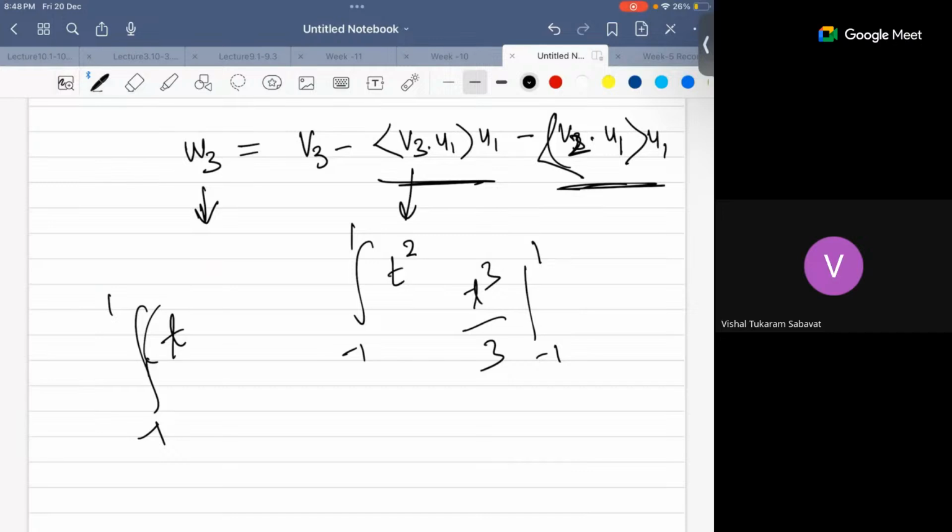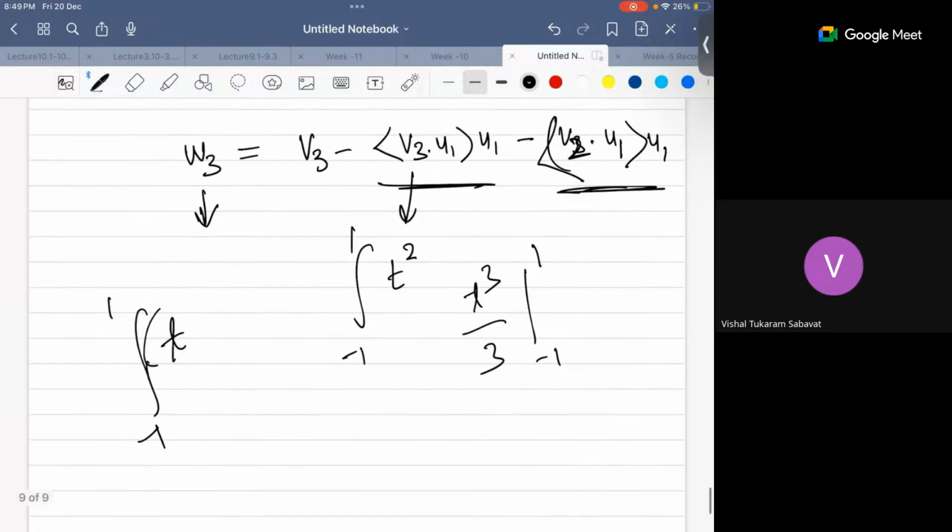Sir, in the final answer, we'll get three terms if we have to do the Gram-Schmidt orthonormalization. For the final W3, you can have V3 minus the V2 term, and this will be zero because V2 you have already made orthogonal. In general, I'm just saying, whatever the final answer we get, if we just do the inner product.